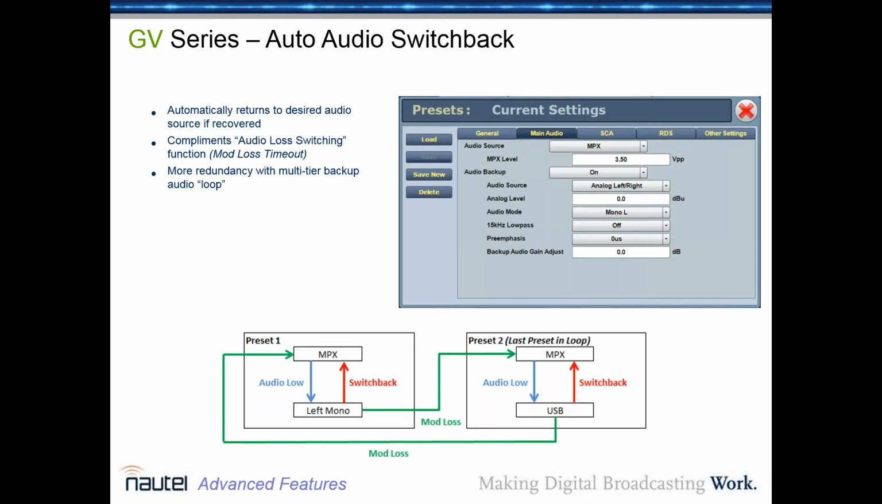But what that meant was there was no automatic way to switch back. If you wanted to switch back, you logged into the AUI or went to the transmitter site and switched it back manually to the previous preset. But what people really wanted is audio switchback. And with the GV, and now on more of our product lines, this feature is now available. And it's accomplished within a single preset.